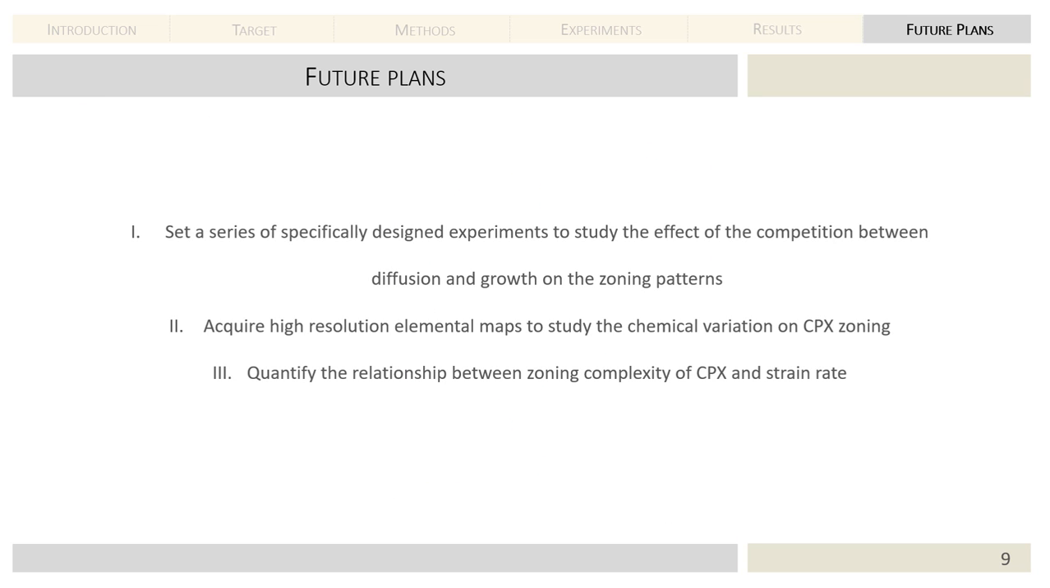We are now planning to set a series of experimental rounds specifically designed to study the effect of competition between diffusion and growth on the zoning patterns. We also want to acquire high-resolution elemental maps of both major and trace elements to study the chemical variation on both complex and simple zoned clinopyroxene. And finally, we want to quantify the relationship between the complexity of the clinopyroxene zoning and the variation in strain rate from the external to the internal portion of our samples.